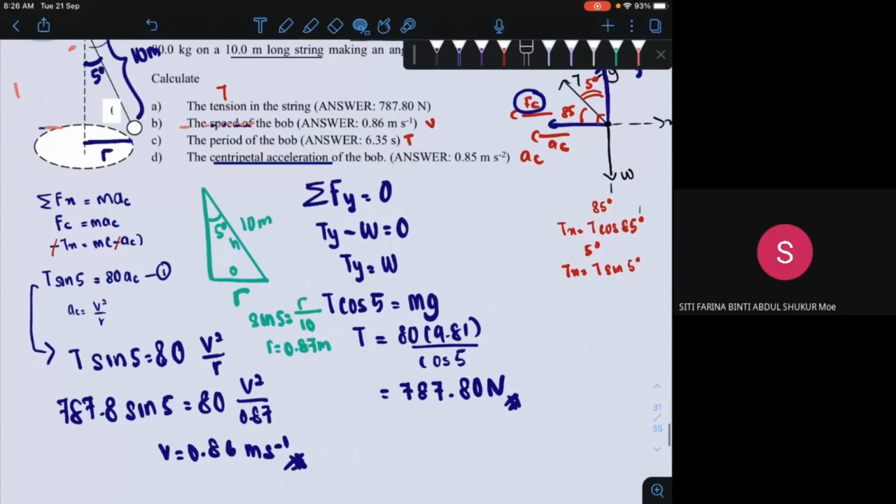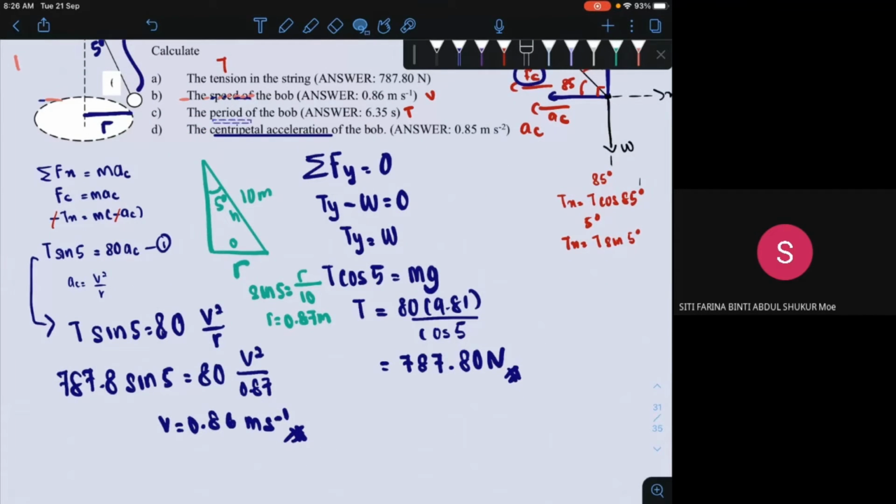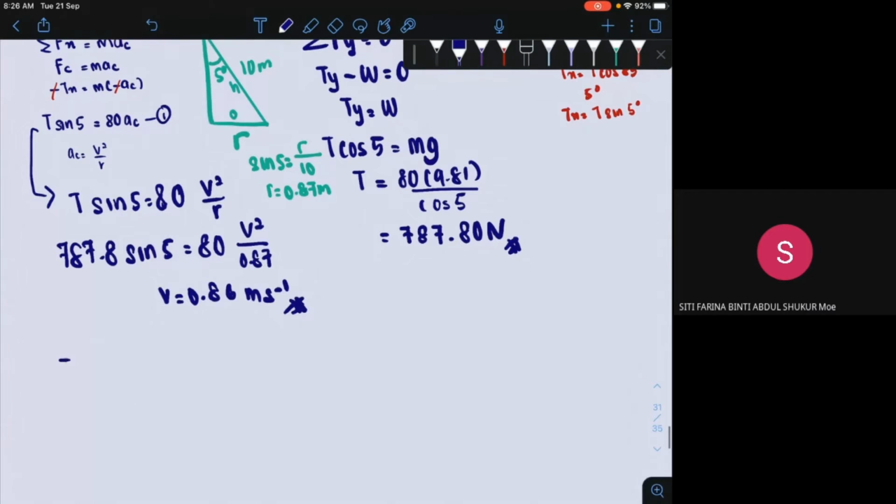Tak apalah, saya turun ke bawah. Next, dia suruh cari period of the bob. Okay, how do you want to find your period dekat sini? Macam mana nak cari period? Kita nak cari T. T adalah period, bukan tension kali ni. Ini soalan C. Period, we have an equation of period is time taken to complete one cycle, iaitu 2 pi over omega. Ini adalah memang general equation untuk period, which comes from the equation of angular velocity lah, omega sama dengan 2 pi over T.